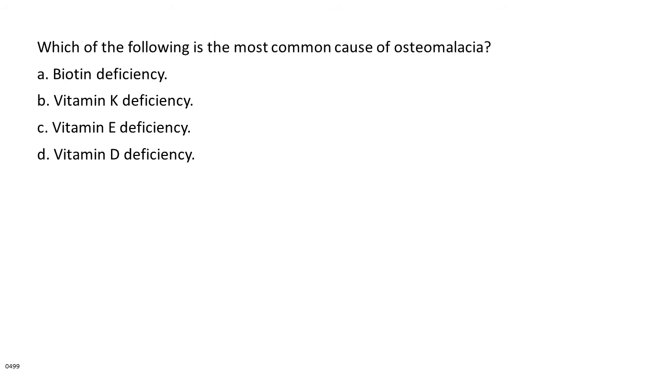Which of the following is the most common cause of osteomalacia? A. Biotin deficiency. B. Vitamin K deficiency. C. Vitamin E deficiency. D. Vitamin D deficiency.